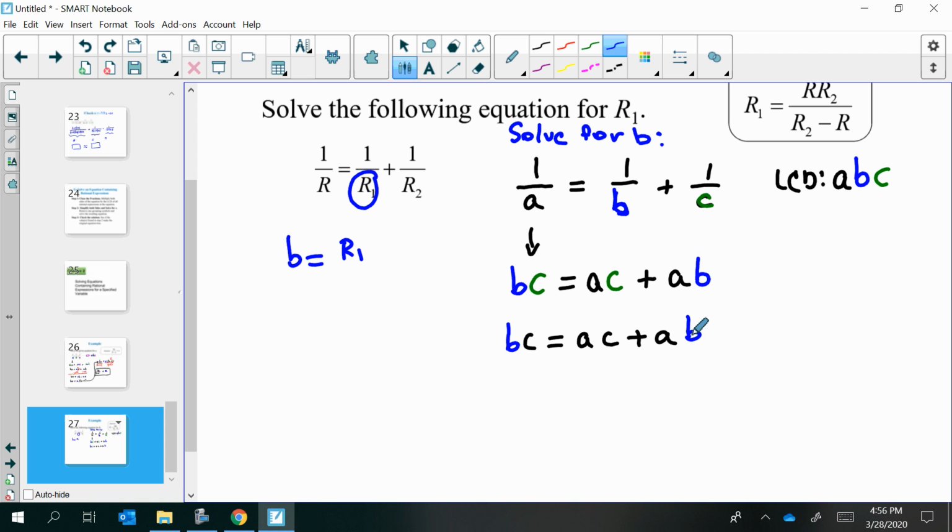And then collect all the B terms together on one side. So I'm going to subtract the AB right here. Oh, there's something else I would do here, just to make it a little easier for the eyes, is I would rewrite this one so that it's in the same order as this one. Right, this was BC. I did not mean to erase that. Let me just rewrite it again. BC. So I'm going to write AB as BA.